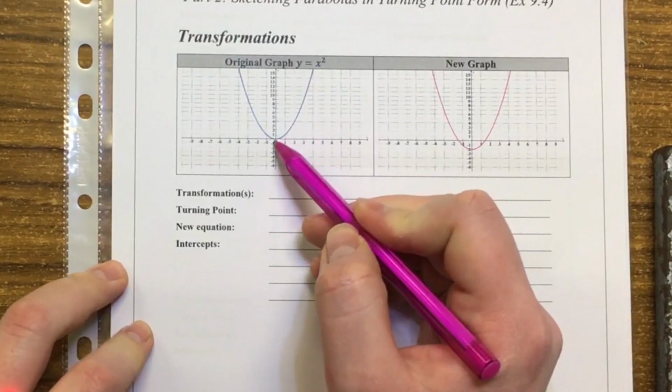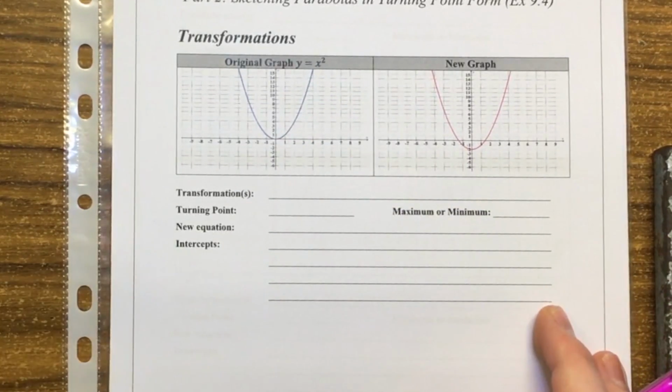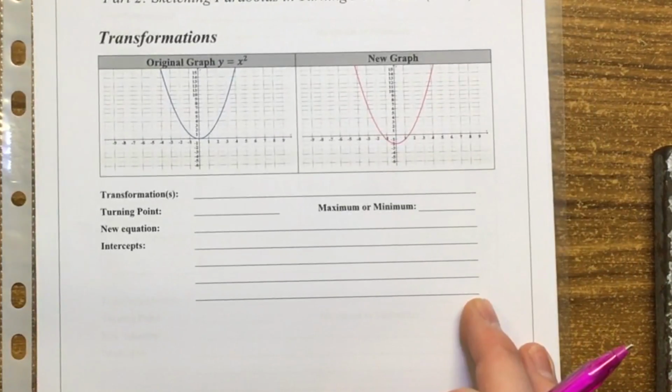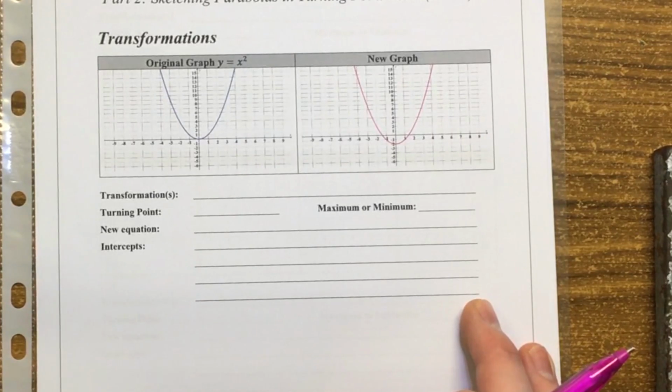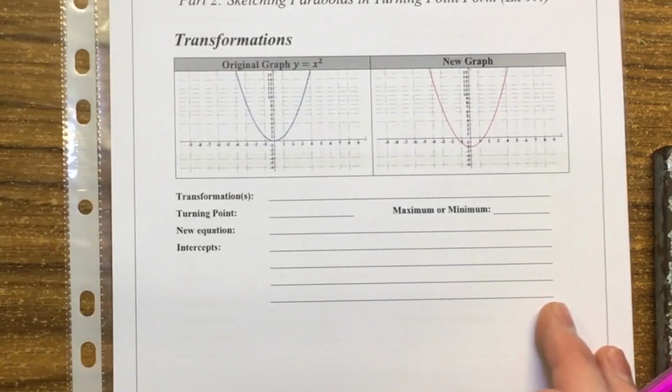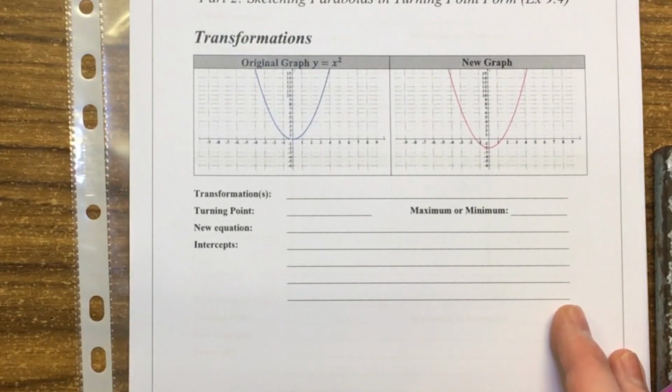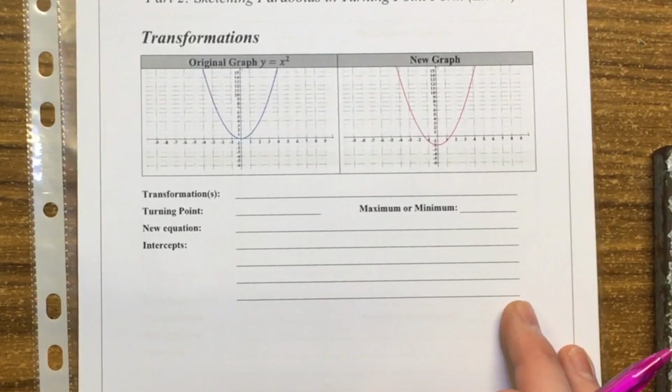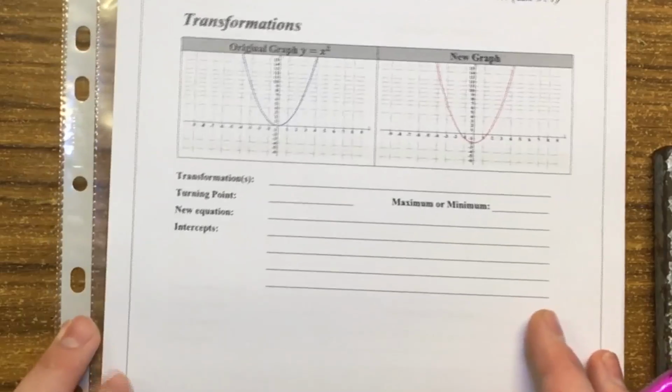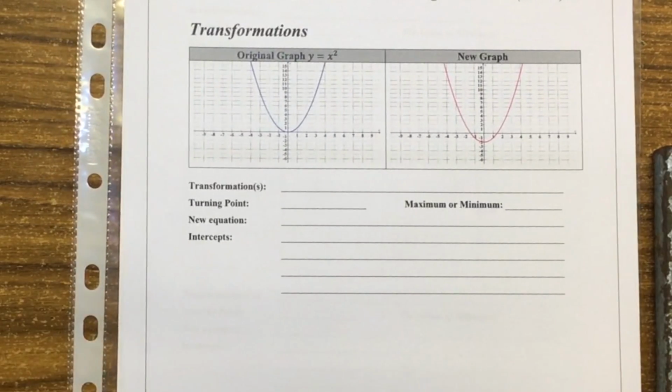So, that was the original graph. And then on the new graph, which we can see here, something has happened to it. The original one is sitting right on the x-axis. The new one is sitting underneath it. Would anyone be game enough to tell me what we would define the transformation to be?